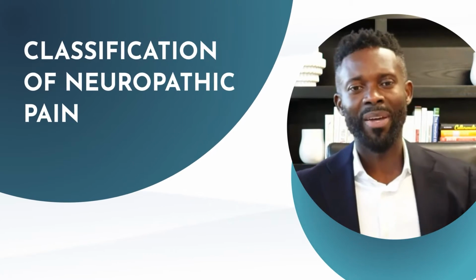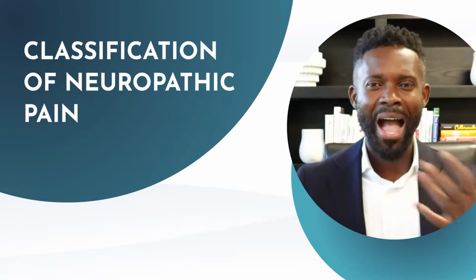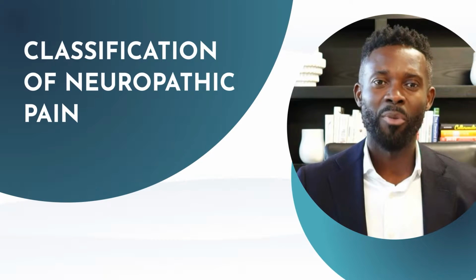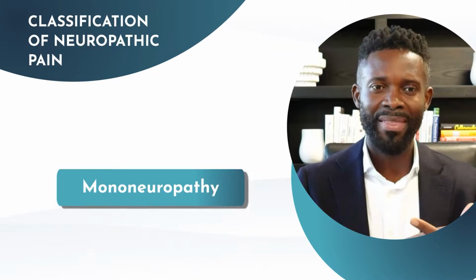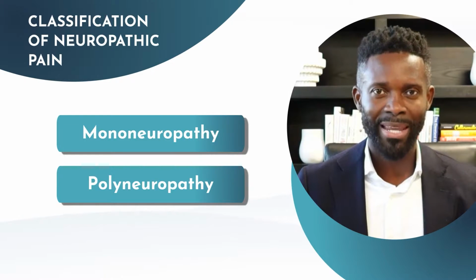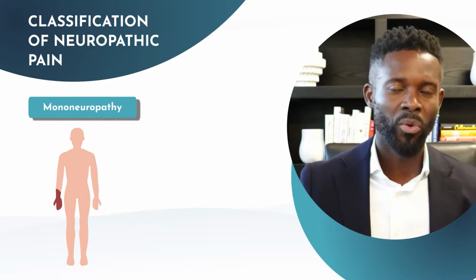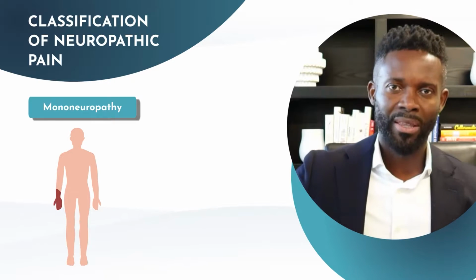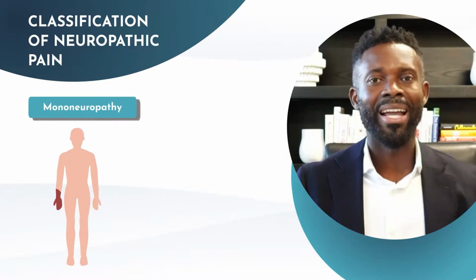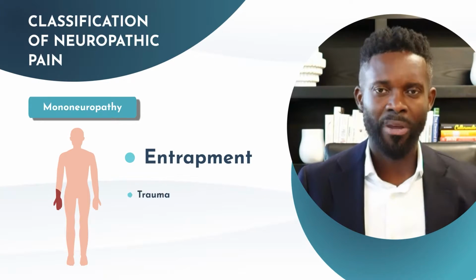All right, so now let's talk about the classification of neuropathic pain. How do we classify neuropathic pain or nerve pain? Classically, we put them into two categories: mononeuropathy and polyneuropathy. Mononeuropathy, as the name suggests, means one side of the body, mono, is affected. It could be the right upper extremity or left lower extremity, one side of the body. And that can result mostly from entrapment or trauma.